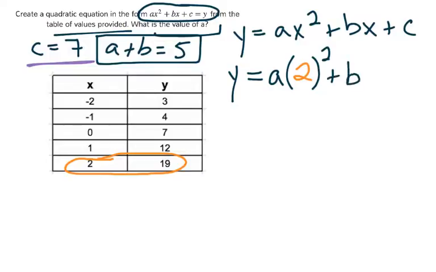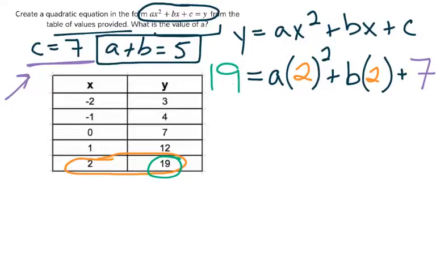Squared plus b times 2 plus c, and instead of c, remember, I know what c is. It's right here, 7. So let's put the 7 in. And then instead of y up front, let's plug in what I know there, because I know from down here that y is 19 when x equals 2. Perfect. So I've plugged in everything correctly.